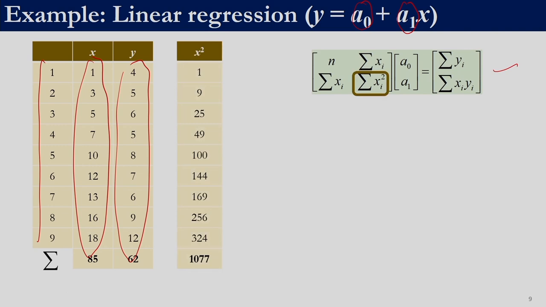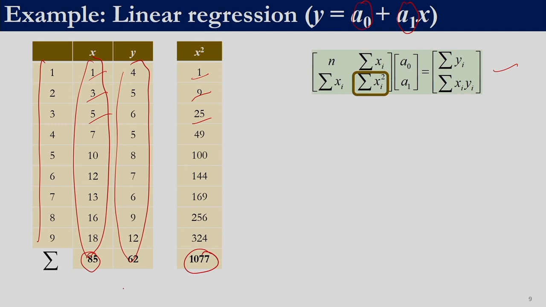And then we will require sigma xi square. Remember, very often students make this mistake: it is not 85 square. Each value has to be squared, so 1 square, 3 square, 5 square and so on, and then the sum has to be taken. So it is 1077 and not 85 square.